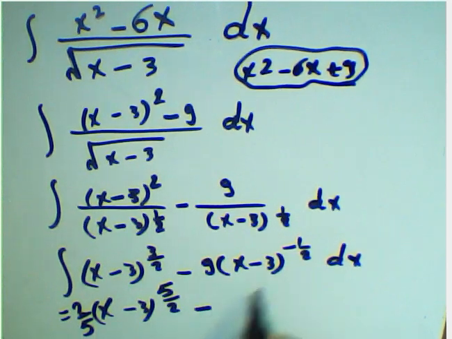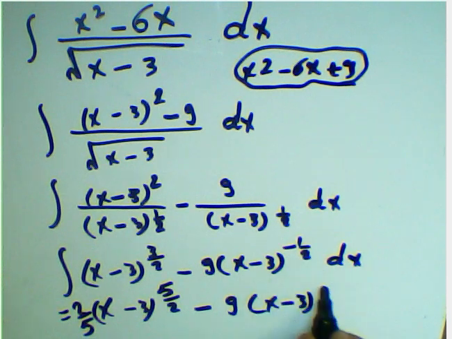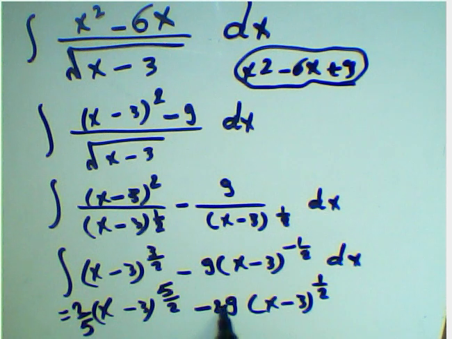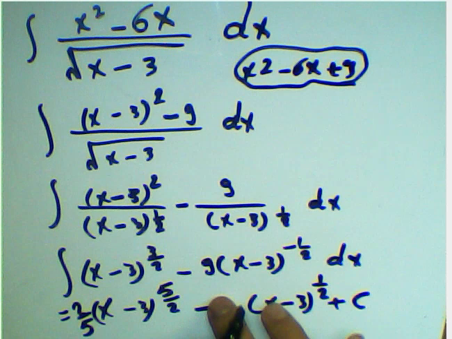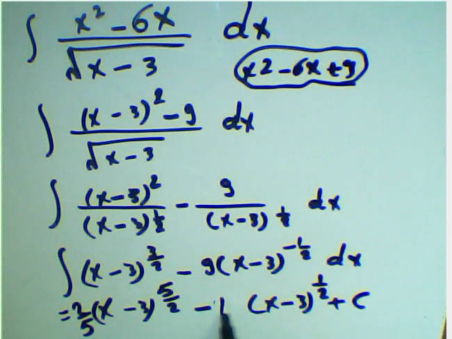Subtract 9 and (x minus 3). We must add 1 to the power, it will be half, and divide by the new power. It will be 9 divided by half, it will be 2 times 9 plus constant, 2 times 9 equals 18. We can write here 18.